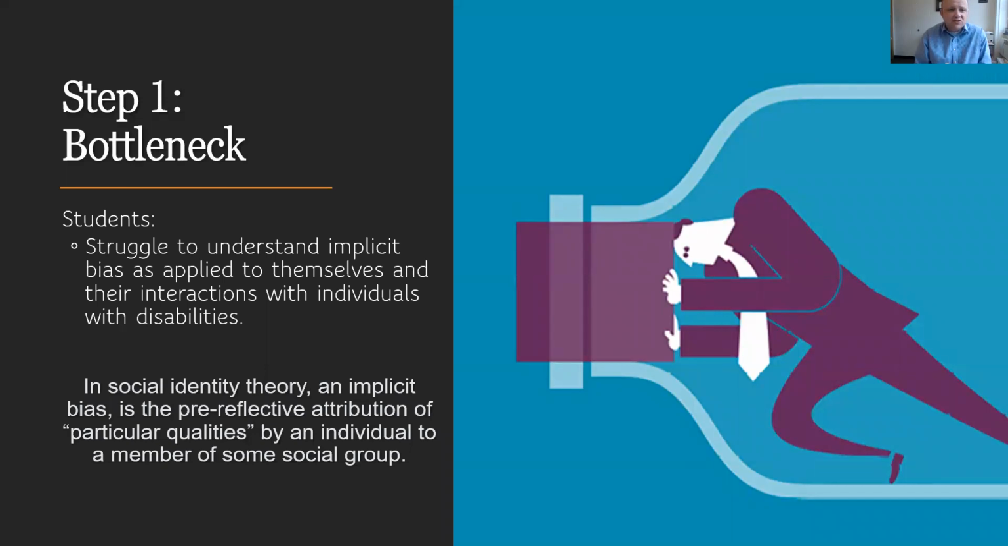Step one. In the beginning of this course, my students really struggle with the concept of implicit bias, not necessarily knowing what implicit bias is in a textbook sense. Implicit bias is that pre-reflected attribution of particular qualities by an individual to a member of some social group. They understand that in a textbook sense, they can see that in other people, and we can talk about case studies, and they can identify implicit bias in other individuals. But they cannot see that in themselves.